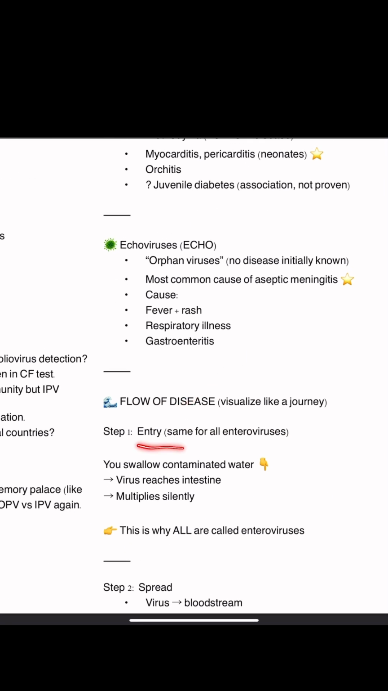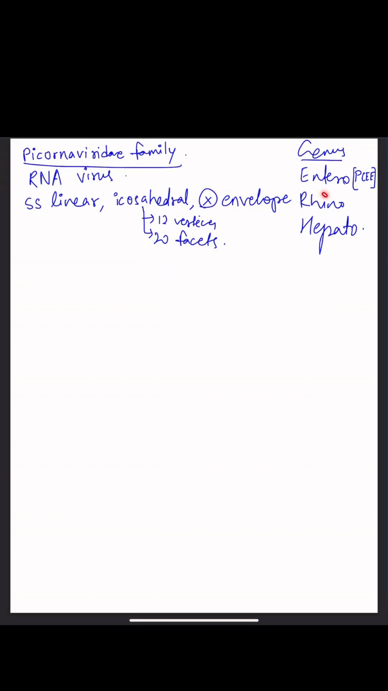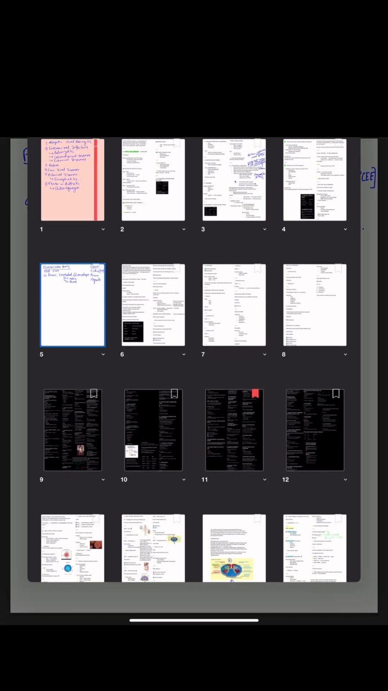Flow of disease, let us see: entry, same for all enteroviruses, swallow contaminated water, virus reaches intestine, multiplies silently. This is why all are enteroviruses, and we must remember that these enteroviruses are a genus from the Picornaviridae family, and they are very small, single-stranded RNA, icosahedral, 12 vertices, 20 facets, no envelope, very small viruses.